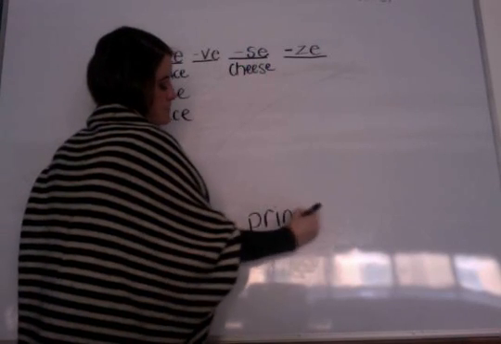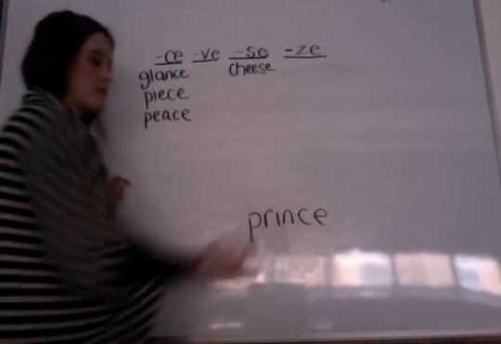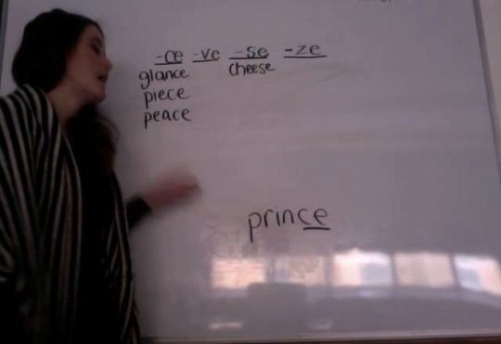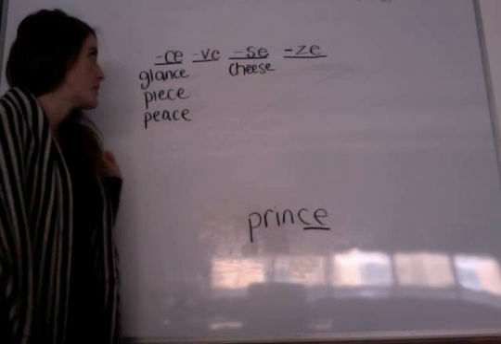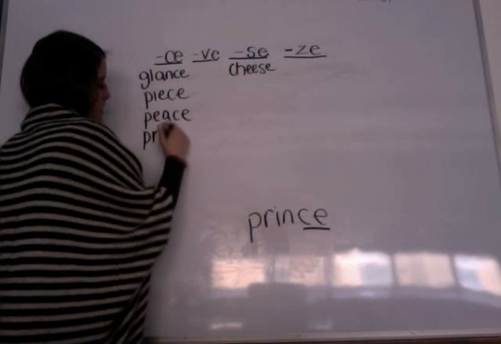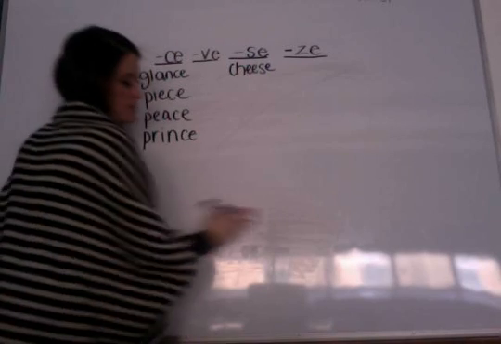Our next word is the word prince. I see the CE spelling at the end of my word. I hear the S sound, and so I know that prince is going to go under column 1. Let's say and write it together. Prince.